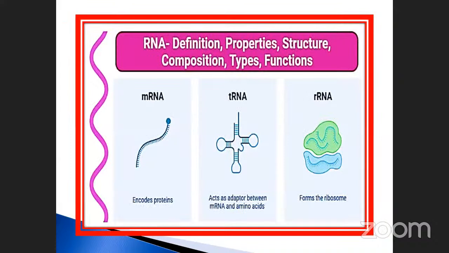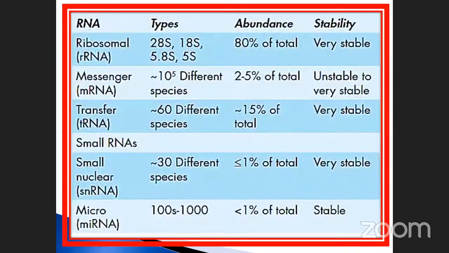mRNA, messenger RNA, tRNA, transfer RNA, and rRNA is also there. Some are soluble and insoluble like that. So, different types. Ribosomal RNA: how many molecules are present in it? mRNA, how many? tRNA, how many? What percentage? 80% abundant, 2.5%, and 15%. Stable or unstable? Sometimes they may ask the question. This is also just to give a glance.